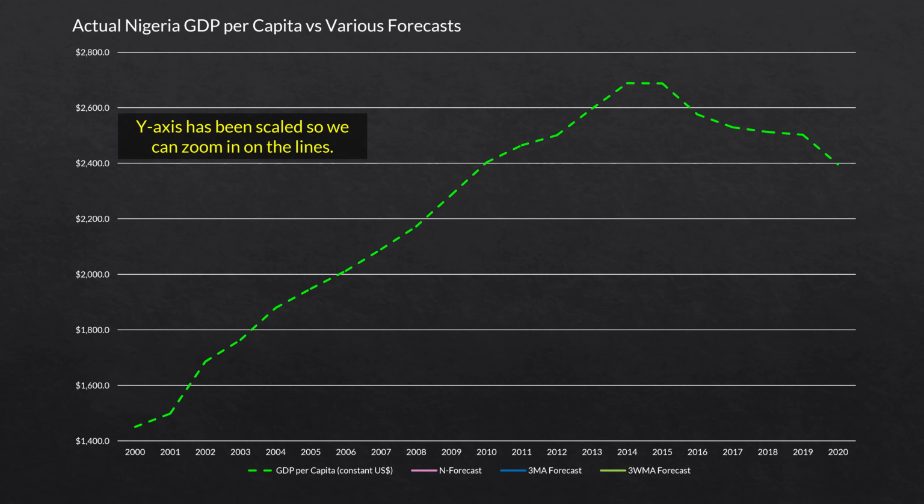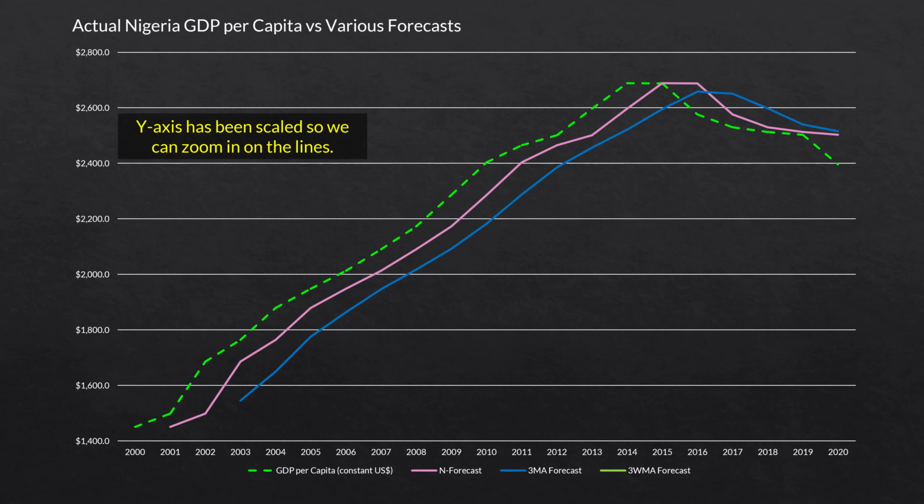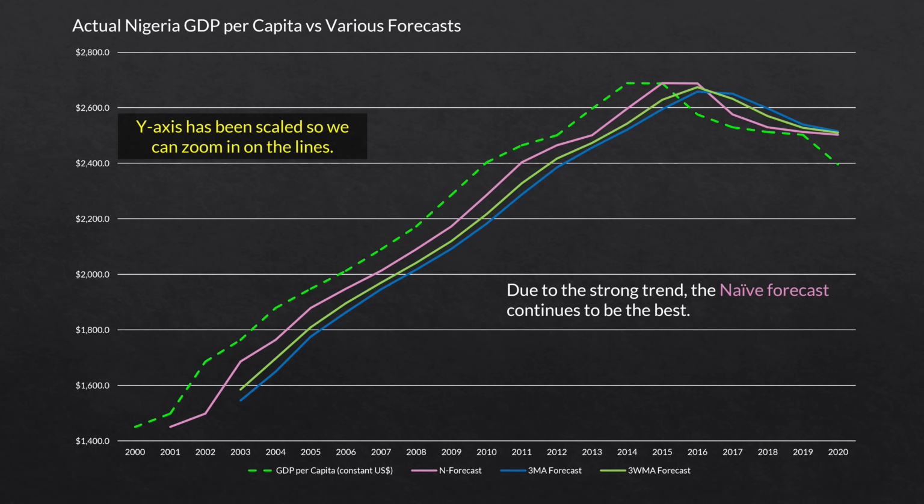So here's the actual data in the green dotted line. Now we add in the naive forecast in pink, the 3-period simple moving average there in blue, and then the 3-period weighted moving average there in the lighter green, the solid line. So it goes right between the other two because that's what our errors told us it would do. So due to the strong trend, the naive forecast there in the pink continues to be the best. It's better than the simple or the weighted moving average.